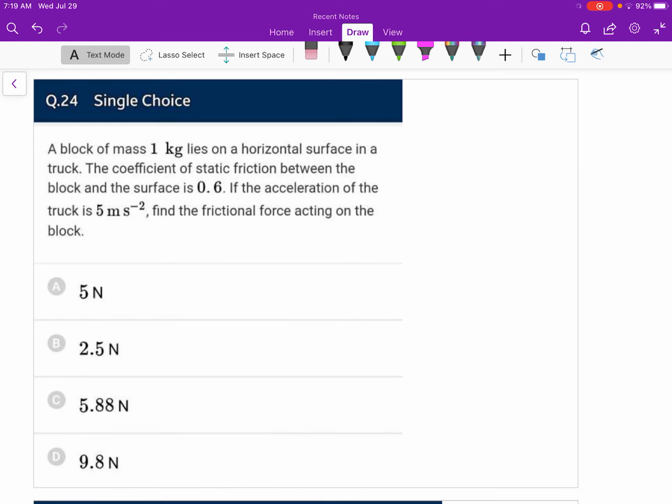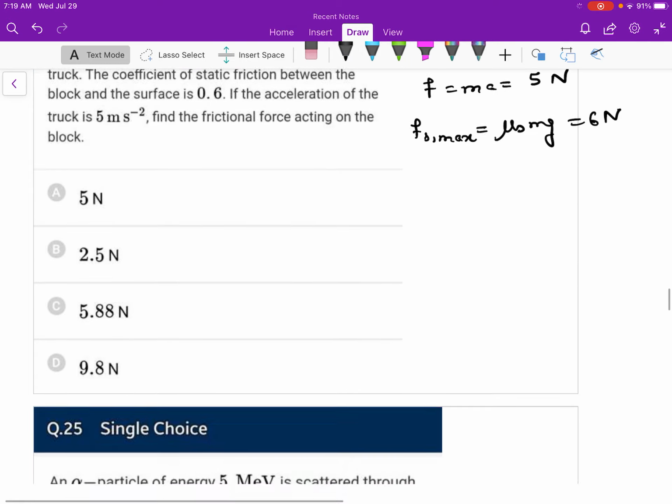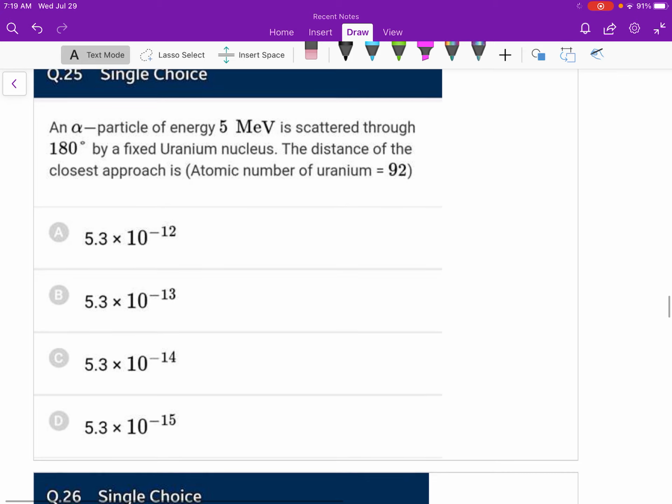Block of mass m is on a horizontal truck. The coefficient of static friction and acceleration of the truck are given, then find the frictional force. So let's say the block is not sliding on the truck. So acceleration of the block is generated by frictional force. So friction is ma, that is 5 Newton. Now Fs max is mu s mg, which is 6 Newton. So since our friction is less than Fs max, this situation is possible. Frictional force acting on the block is 5 Newton. Already there was this question in the previous test as well.